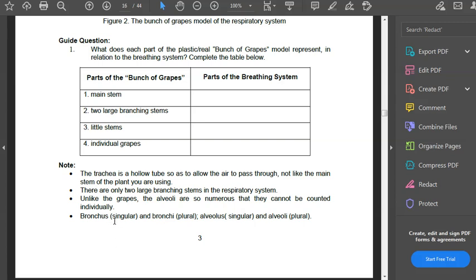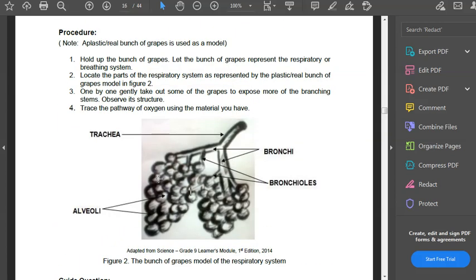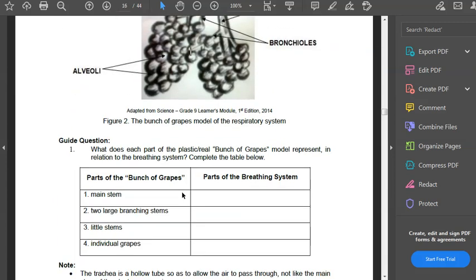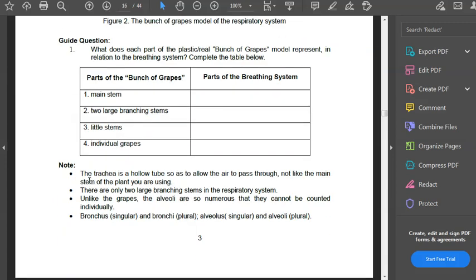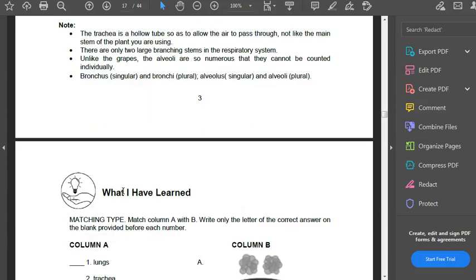Okay. Ano lang lugar ni siya? Representation. Dili gyud ing ani ang atong lungs. Are we clear? This is just a representation. So you can read the notes here. Okay. We're done with number 1, 2, and 3 of your learning task.